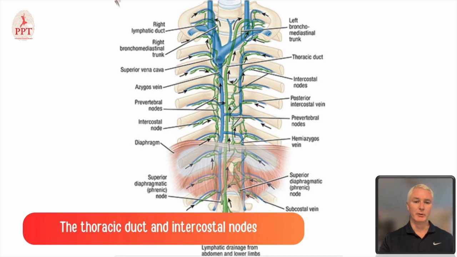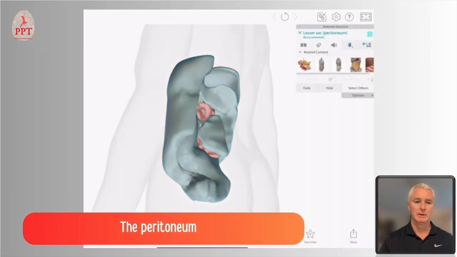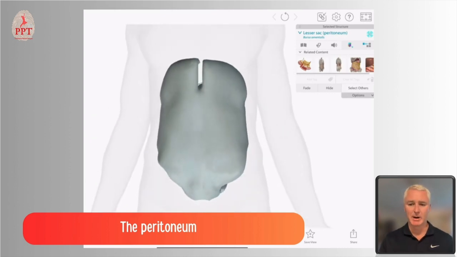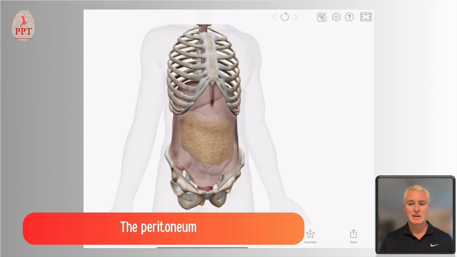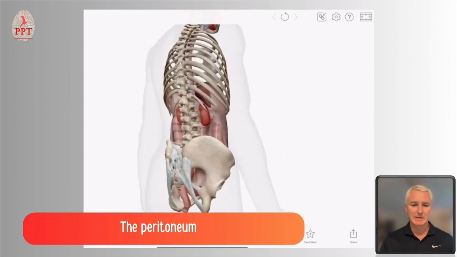So let's look a little bit further now into the abdomen. If we have a look at the abdominal system, we've got some skin and we've got some organs, and that's where we're going to start, at the organs. We're going to have a look at the peritoneum, which is a serous membrane. It surrounds the abdominal organs, it protects them, and it provides for a smooth and wet environment in the abdominal cavity.